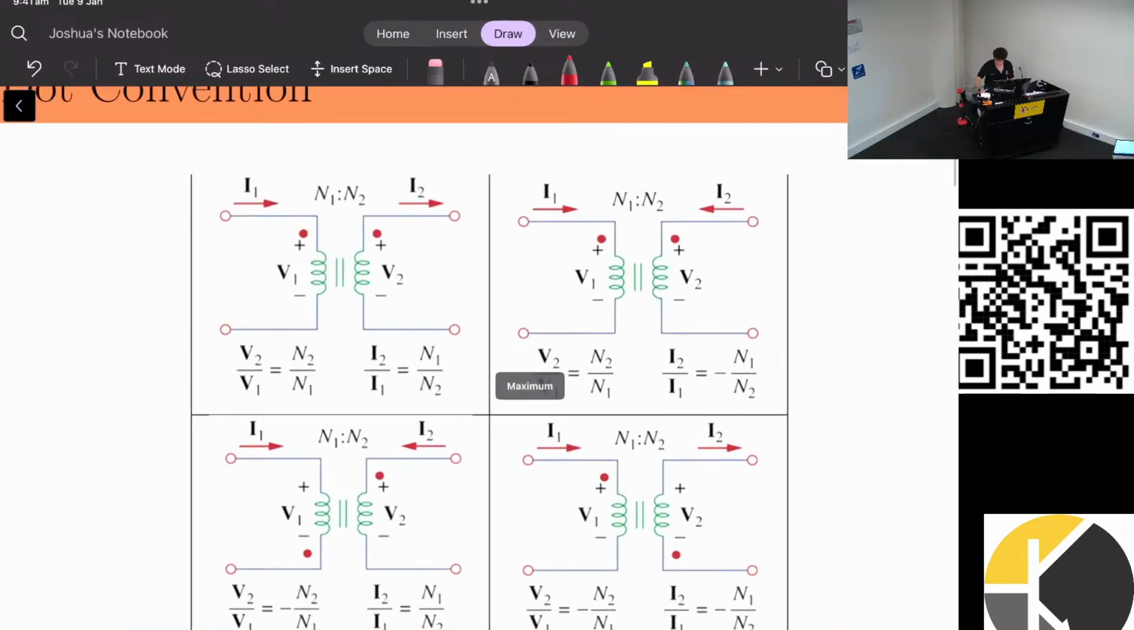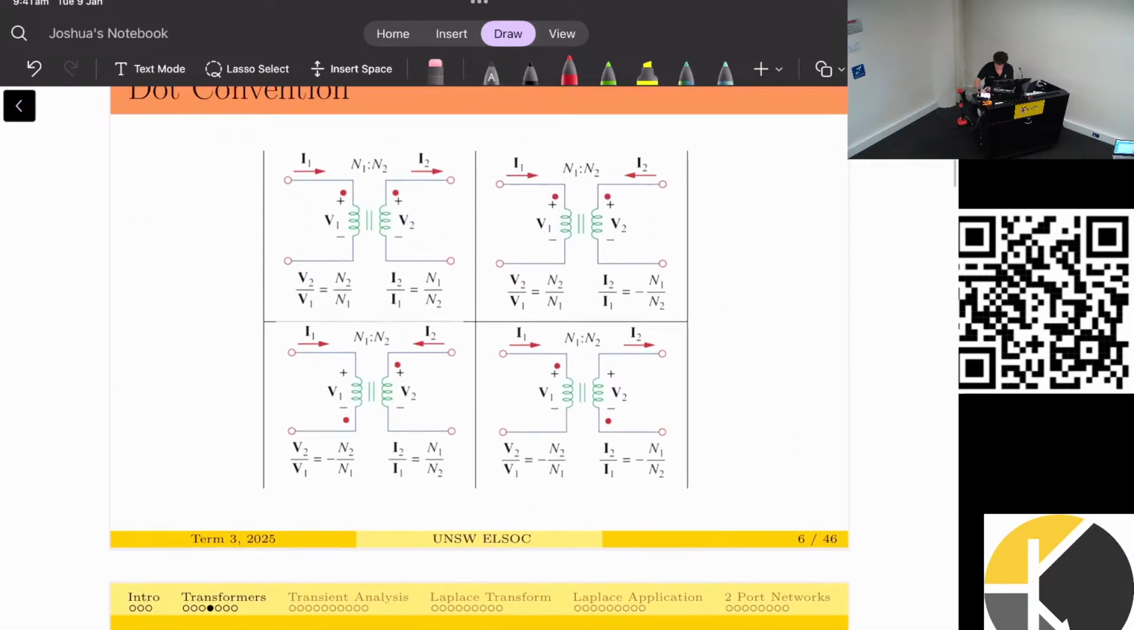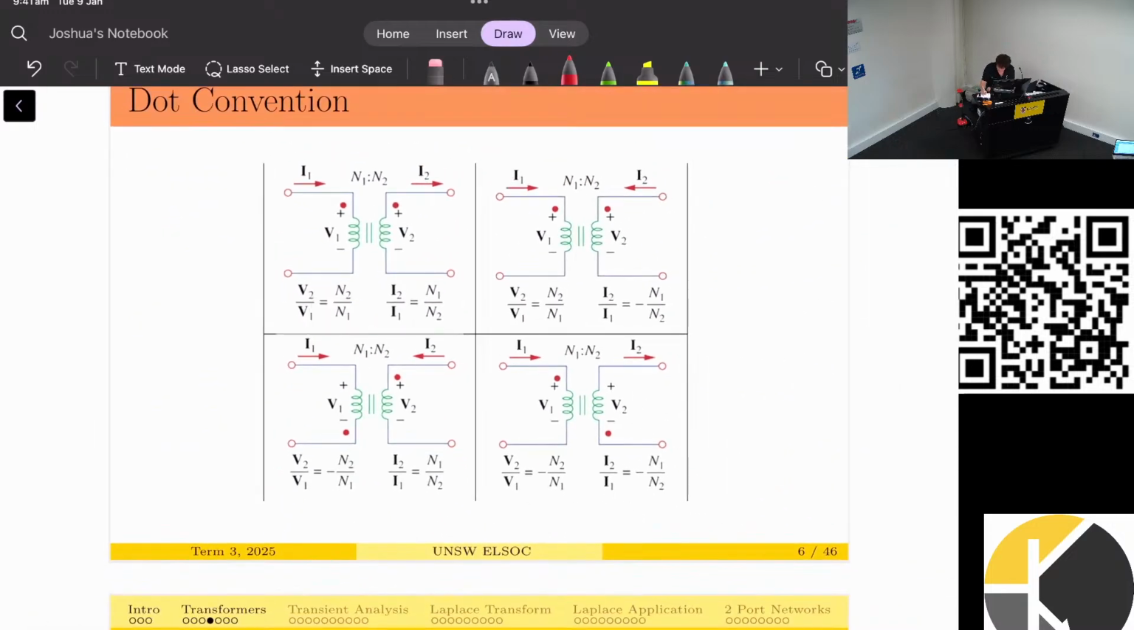Now, this is the scary dot convention. But if you know a few rules, you will be well underway to using it. There are two rules. You notice over here that V2 on V1 is always equal to N2 on N1, but sometimes we have a plus and sometimes we have a minus. We get the same thing for I2 on I1, sometimes a plus and sometimes a minus. Now, how do we know?